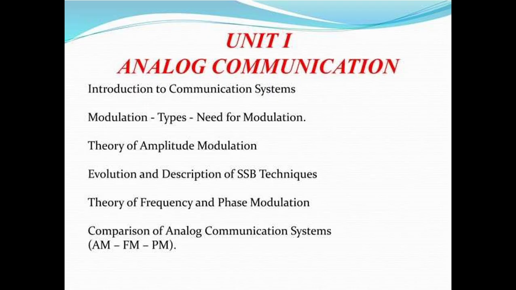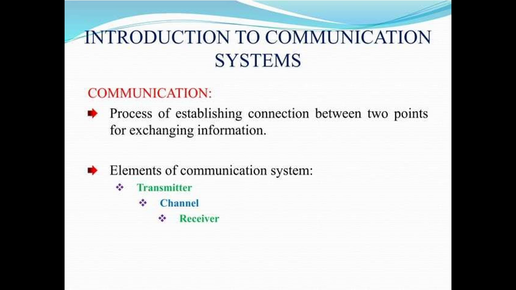First of all, what is meant by modulation? Modulation is the technique of combining two signals. One is a message signal and one is a carrier signal. So the carrier signal is embedded into the message signal to transmit over a long distance. This is called modulation. Elements of communication systems: transmitter, channel, and then receiver. The transmitter transmits through the channel, and then the receiver receives the signal through the channel.